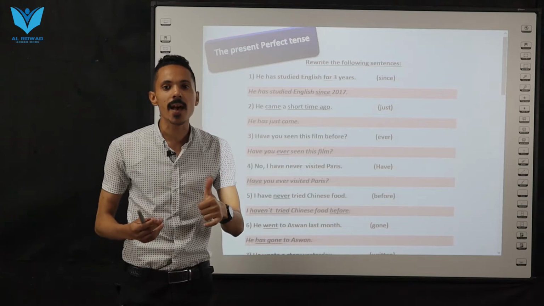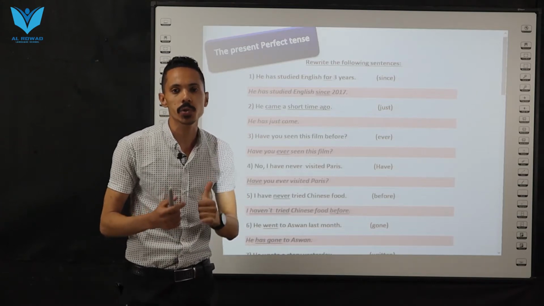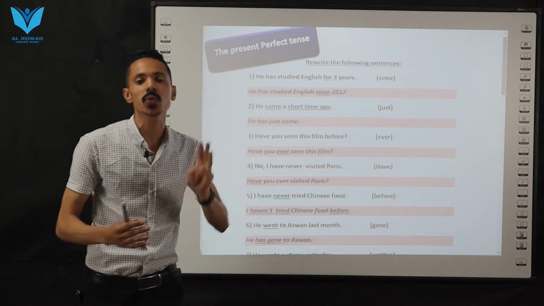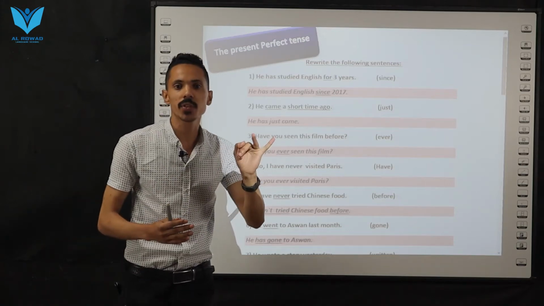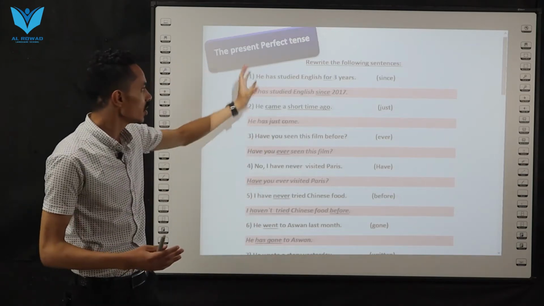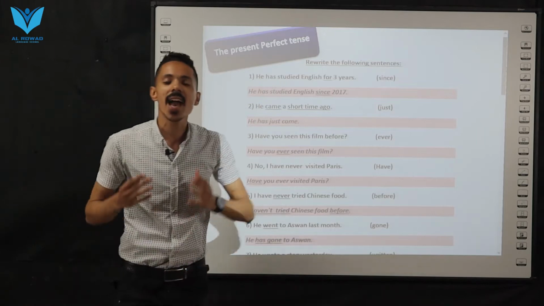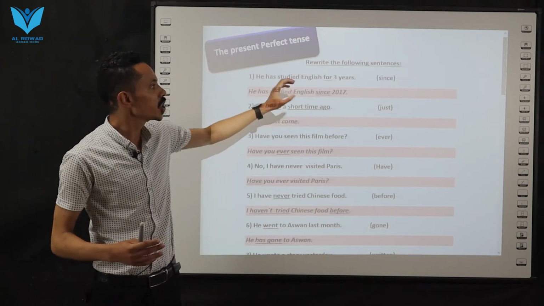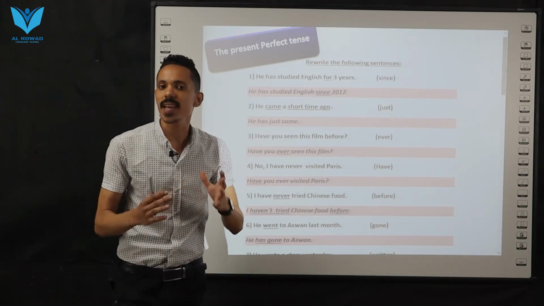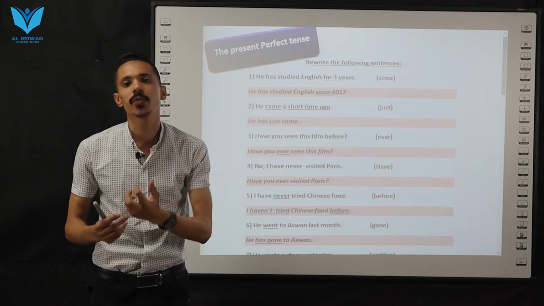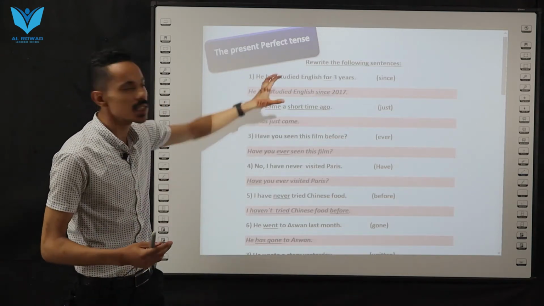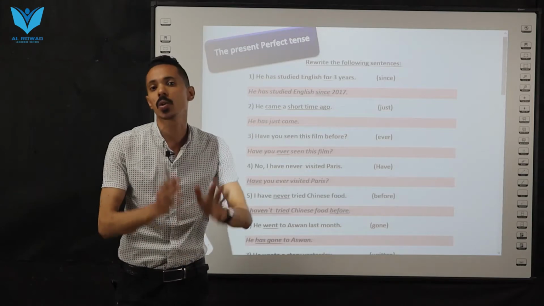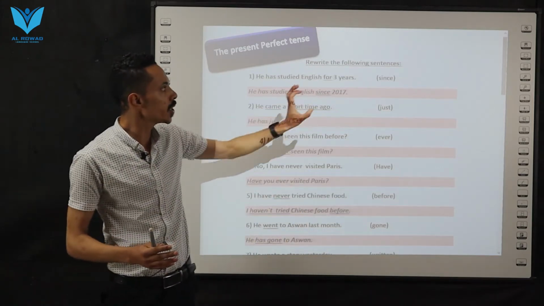The first step, as I told you, you should divide the sentence into 3 parts. Subject, verb, object. Subject, he, verb, has studied, and object, English for 3 years. What is the tense of the sentence? Look at the verb. So the verb here, has studied, is present perfect. So that's okay. I want you to join since.